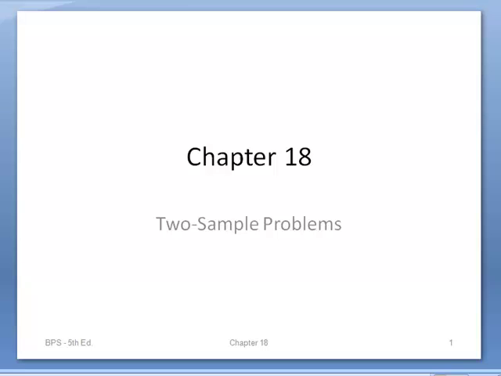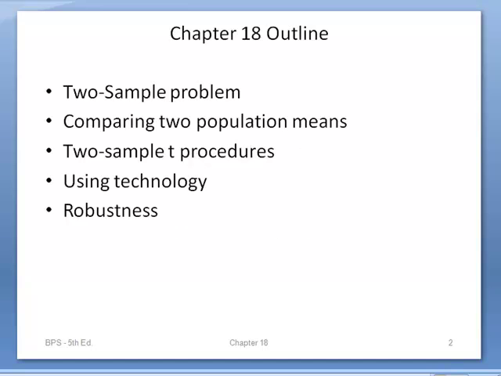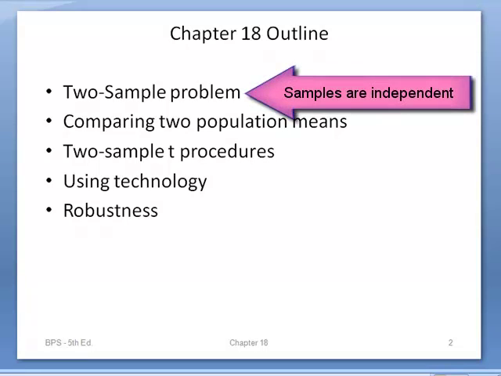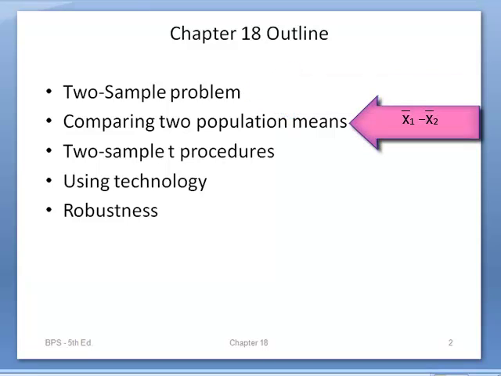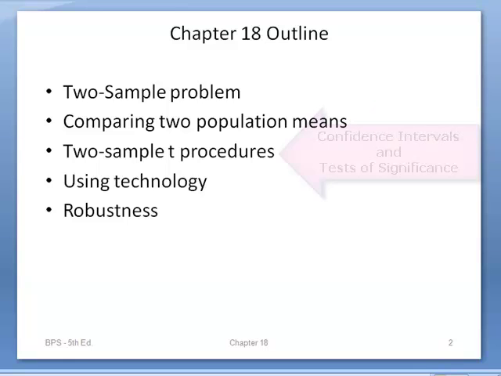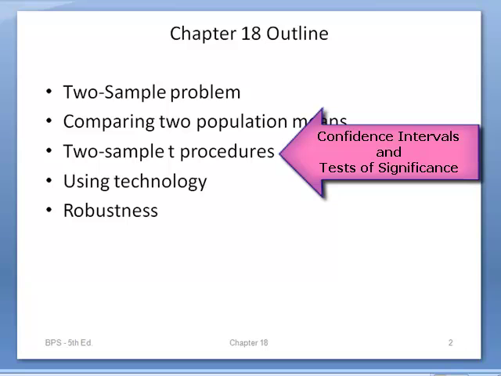Welcome to Chapter 18, Two-Sample Problem. In this chapter, we're going to look at the two-sample problem where the samples are independent. We're going to look at how we compare two population means and use the T procedures to do these comparisons. We'll be doing confidence intervals and tests of significance.